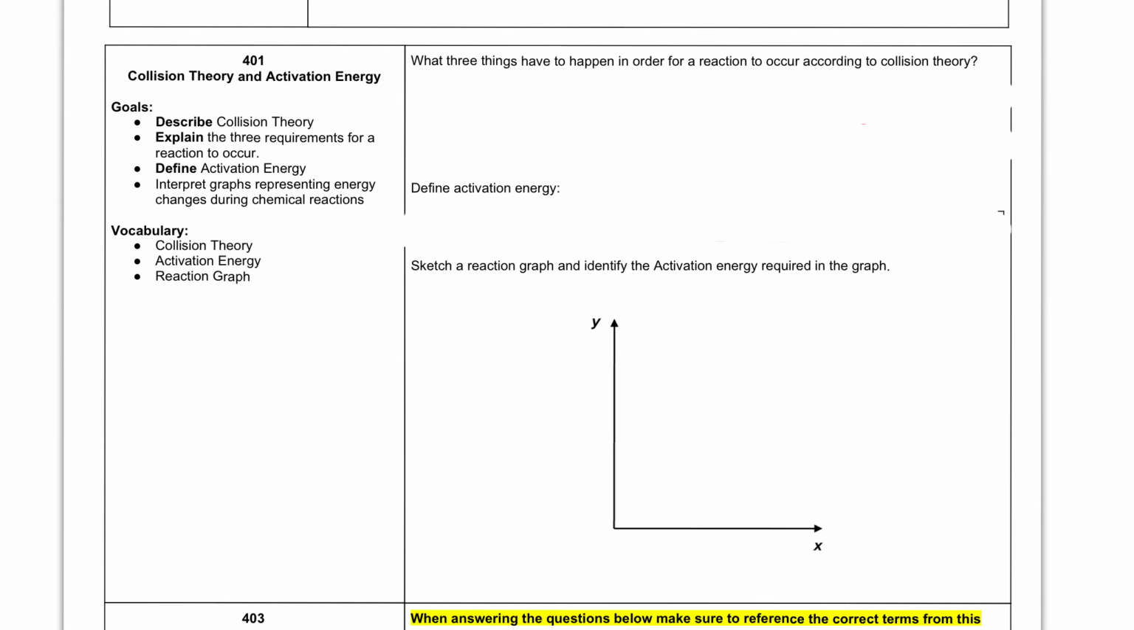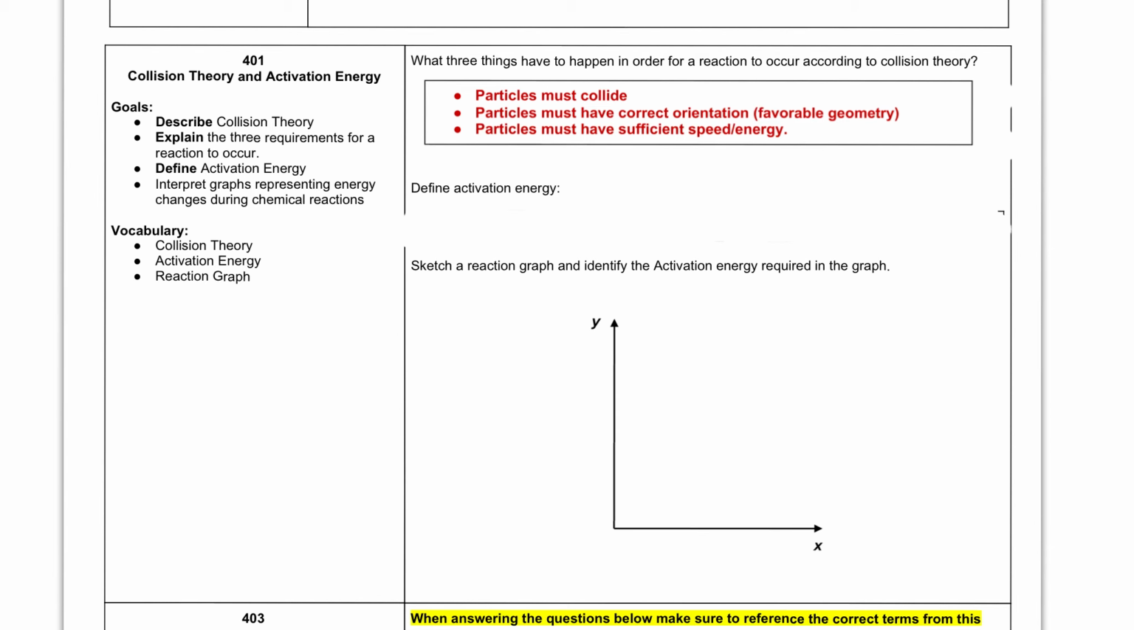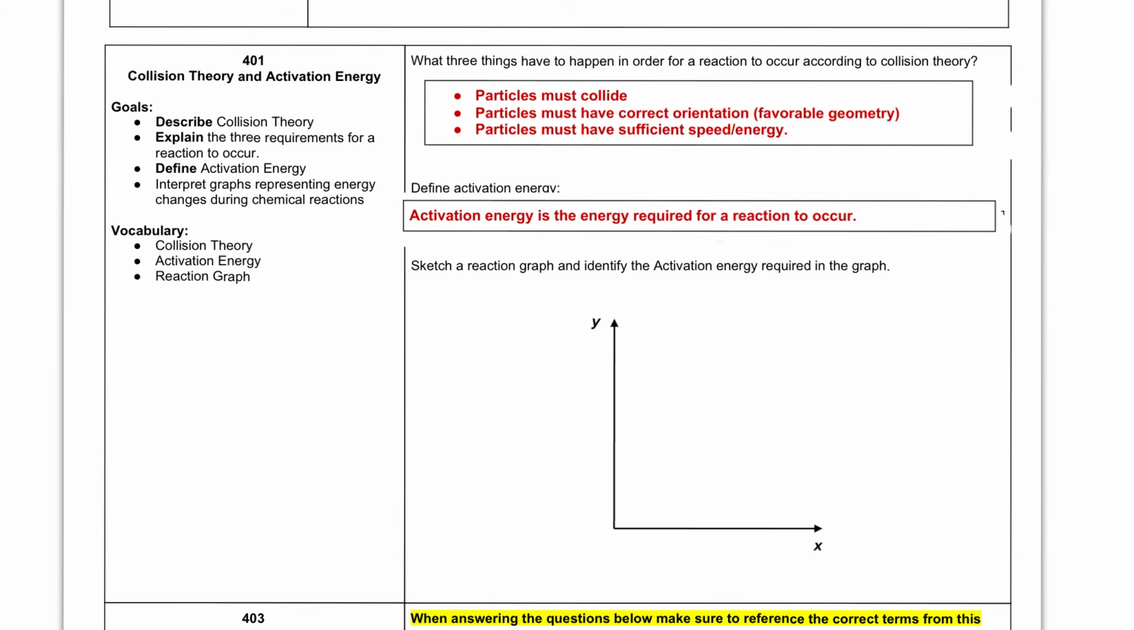The next question says, what 3 things have to happen in order for a reaction to occur according to collision theory? So according to collision theory, the particles must first collide. They must have the correct orientation, in other words, favorable geometry to collide, and the particles must have sufficient energy or speed. Next question is, define activation energy. Activation energy is the energy required for a reaction to occur.